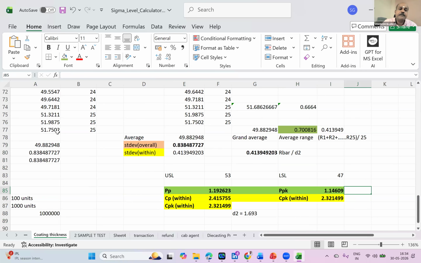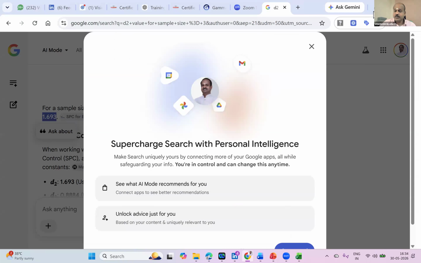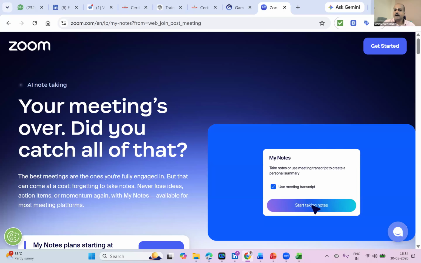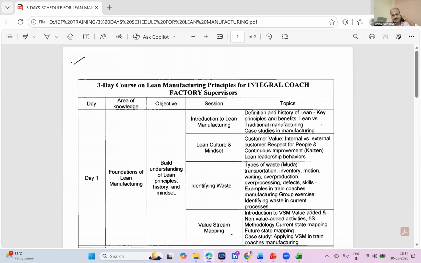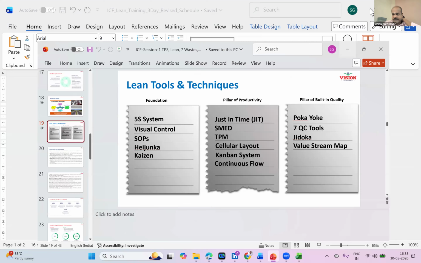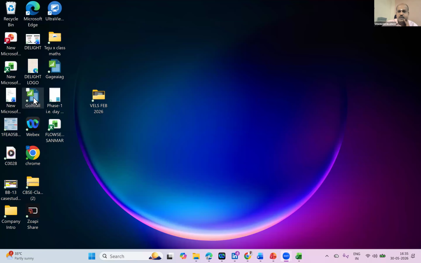What do you understand? Tell me, what do you understand? Capability is there, but performance is not good. That means for short-term application, the process is acceptable. Whatever the capability, under short-term application, it is acceptable. But for long-term application, you have to think over whether to continue with the process or improve. I'll tell you what exactly this is.